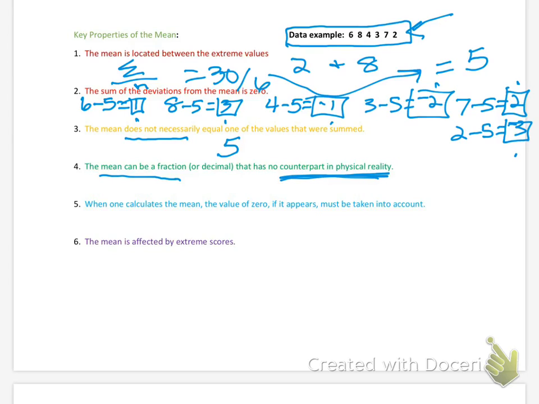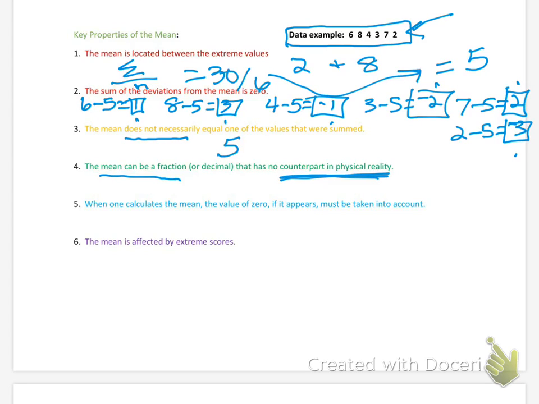So let's say that this data represented the number of buses coming to the school any given hour. Okay, so hour 1, you have 6, then you have 8, 4, 3, 7, 2. So your buses are going to be whole numbers. Let's just say that my mean was 5.1. I cannot say the mean is 5.1 buses. 0.1 bus does not exist. So your mean can be a number that really has no counterpart in physical reality. But it does give you an idea of the central tendencies of your data.